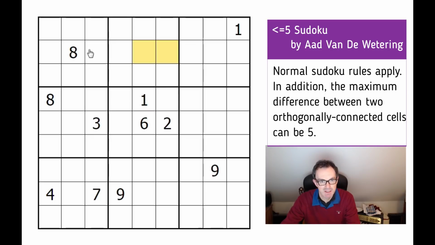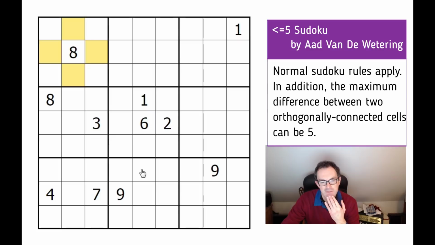So let's pick this 8 as an example. If we look at this 8, these 4 squares here could not be a 1 or a 2, because obviously 8 minus 2 is 6. 6 is bigger than 5, so 2 would not be allowed, neither would 1.